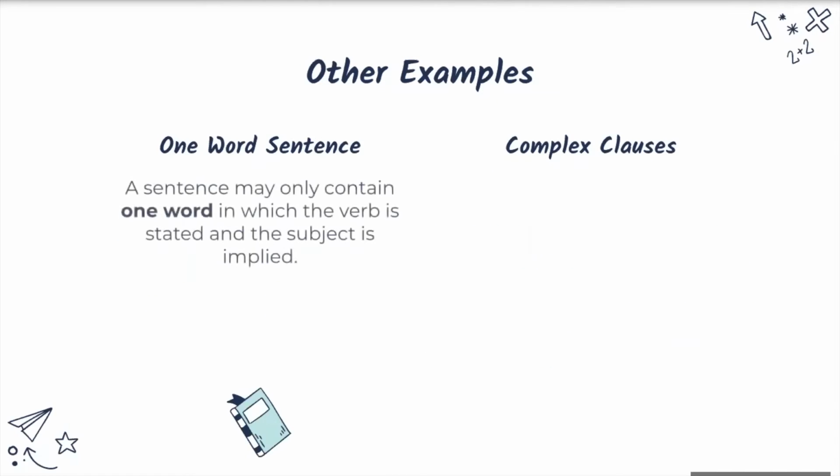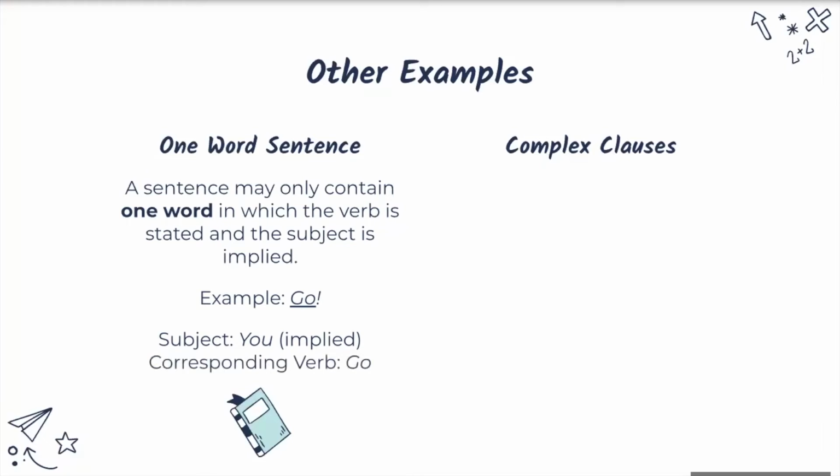Okay, so then you can split this into one-word sentences and complex clauses. Starting with the one-word sentence, a sentence can contain only one word in which a verb is stated and the subject is implied. Here's an example: go. The subject is you because it's implied that the direction is given to you, and the corresponding verb is go.